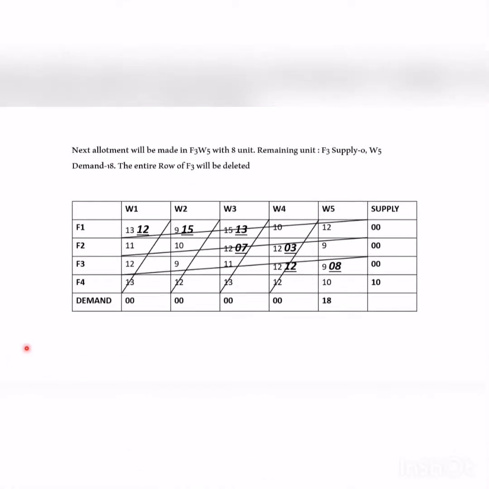For the next allotment will be made in F3 with W5 with the 8 units which we take from the supply side, and after that the remaining unit, the F3 supply will be 0, and for W5 the demand will be 18. So the F3 supply was 0, so we can delete the entire row of F3.